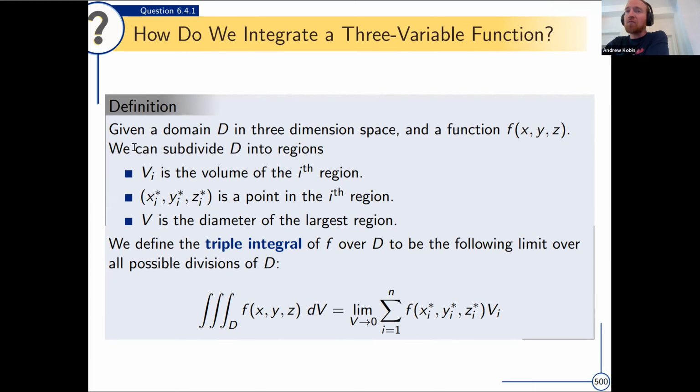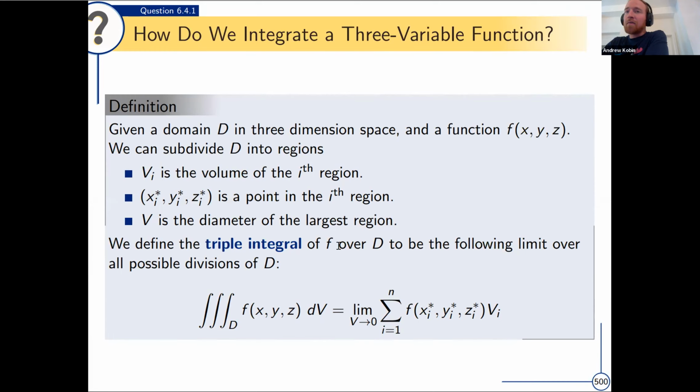If we have a three-dimensional region in XYZ space, let's call it D, we can subdivide D into smaller regions. If we let V_i be the volume, which is a measurement of a three-dimensional region, the volume of the ith region in our subdivision, and inside of each of these little subregions, we'll choose a point, just like the midpoint of our rectangles and our rectangular prisms. We can use the diameter of the largest region and shrink it down to get a limit formula for a triple integral.